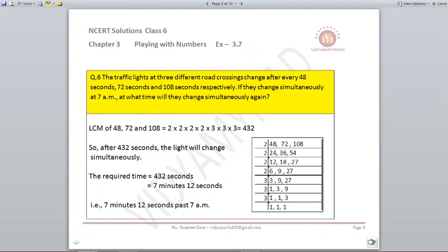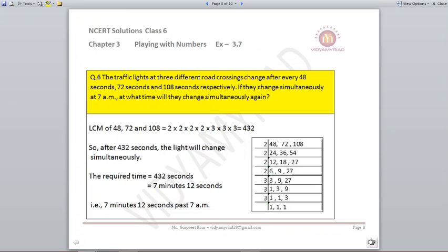Question number 6. The traffic lights at 3 different road crossings change after every 48 seconds, 72 seconds and 108 seconds respectively. If they change simultaneously at 7 am, at what time will they change simultaneously again? So let us find out. We need to find the minimum time. For this, for the minimum, we will be calculating the LCM. We will find it for 48, 72 and 108 with the same method, and we got the LCM as 432. This is in seconds.